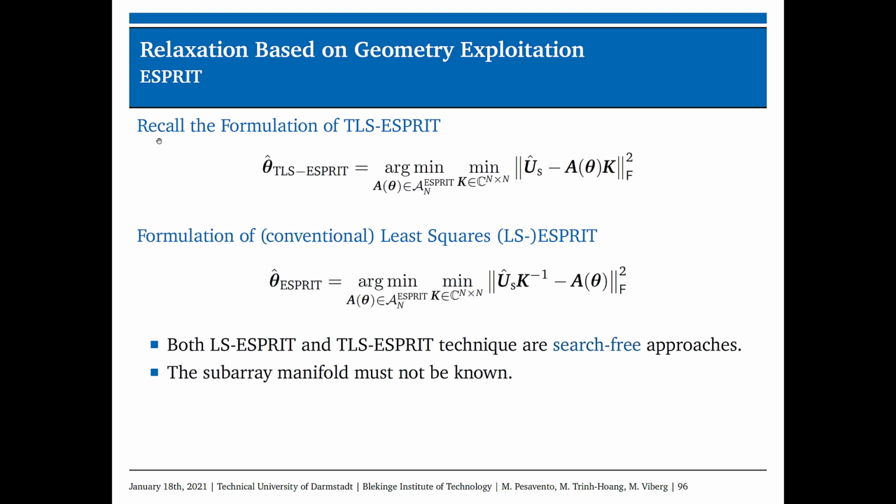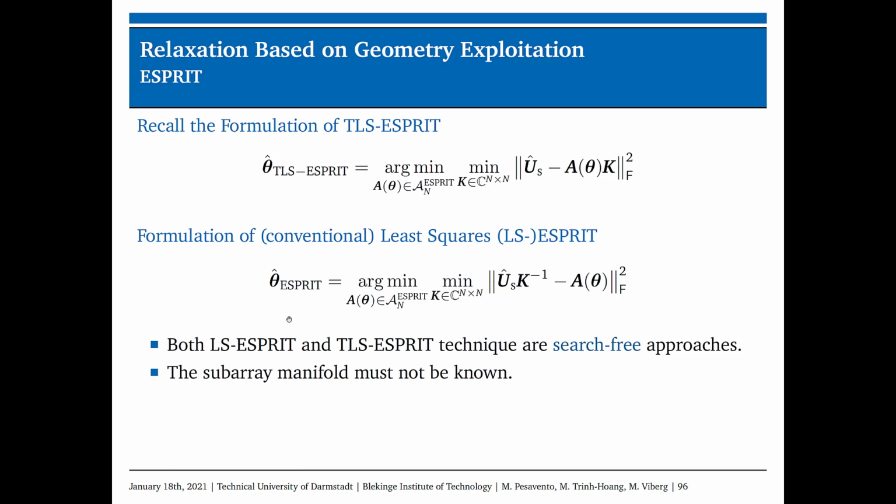Recall that we started our derivation of the total least squares ESPRIT algorithm from the subspace fitting formulation that matches the finite sample estimate of the signal subspace matrix to the model A times K. If we start from a slightly different subspace fitting formulation where we actually apply a weighting with the inverse of the matrix K, that is, we use the formulation in the second problem, then interestingly, we will arrive at the conventional least squares ESPRIT algorithm.